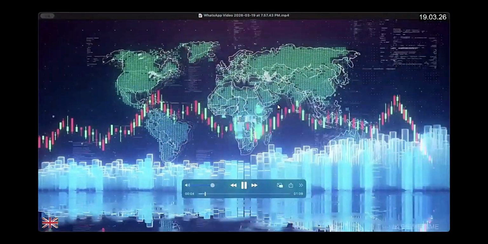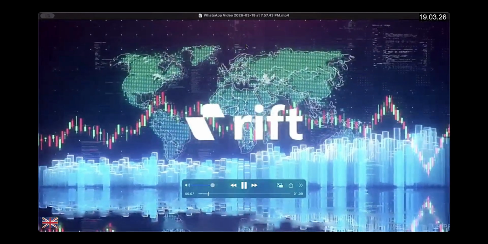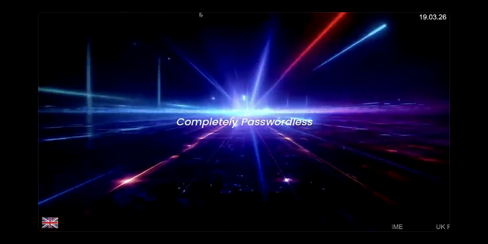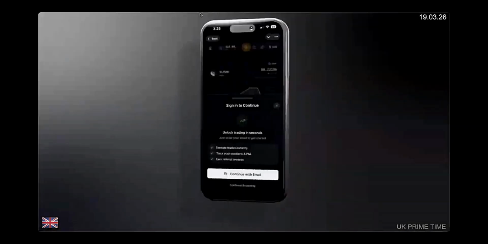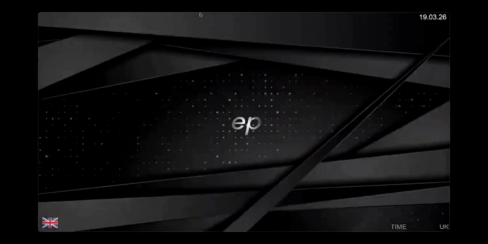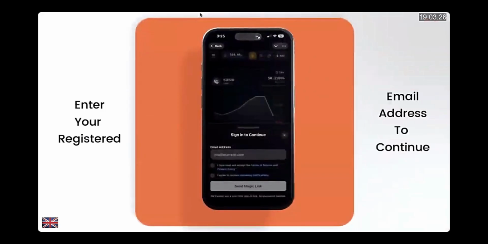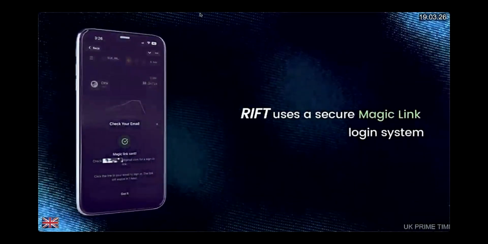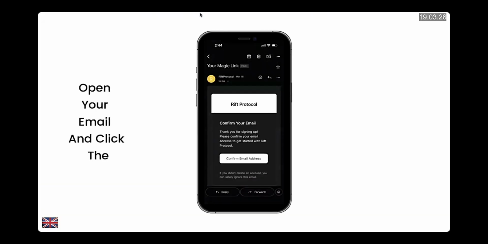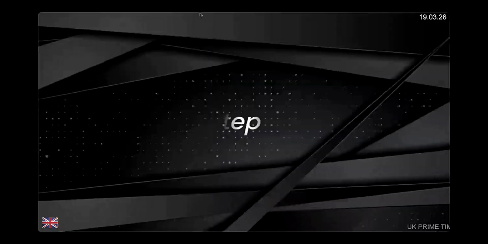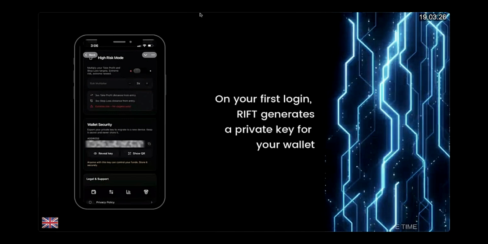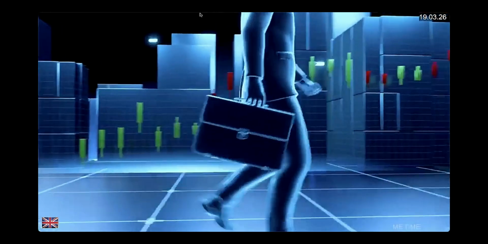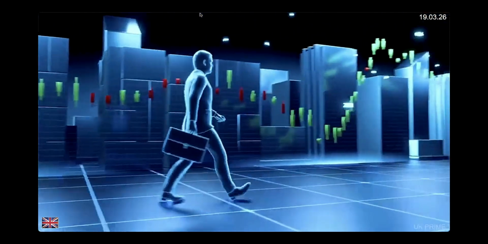Welcome to Rift, Routing Intelligence Futures Trading. Getting started is simple, secure, and completely passwordless. Step 1. To begin, visit the Rift platform homepage. Step 2. Enter your registered email address to continue. Step 3. Rift uses a secure Magic Link login system. Step 4. Open your email and click the Magic Link to authenticate your session. Step 5. On your first login, Rift generates a private key for your wallet. This key is critical. Make sure to store it securely, as it is required for future access and account recovery.